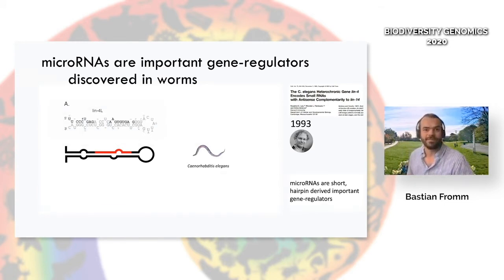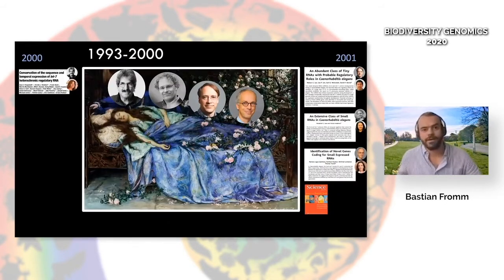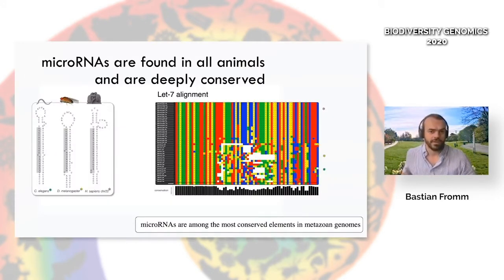And for some time, like 7 years actually, it was Sleeping Beauty, as shown here, and then discovered by more or less 4 labs independently that these microRNAs are not only found in worms, but actually are conserved in all animals. So when we look at them here, you can see the structure of 3 microRNAs in worm, Drosophila, and human, and also an alignment of a microRNA. You can see that literally across these clades, like 600 million years of independent evolution, sequence changes are very few.